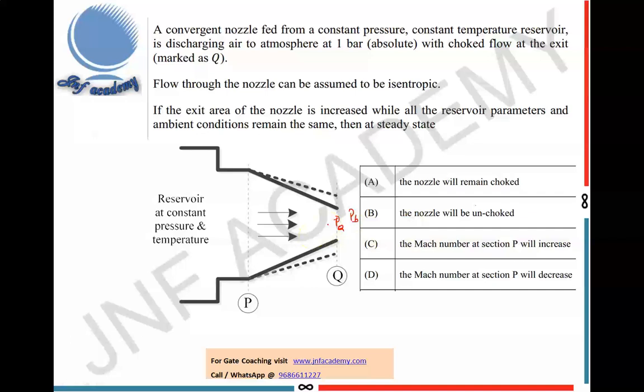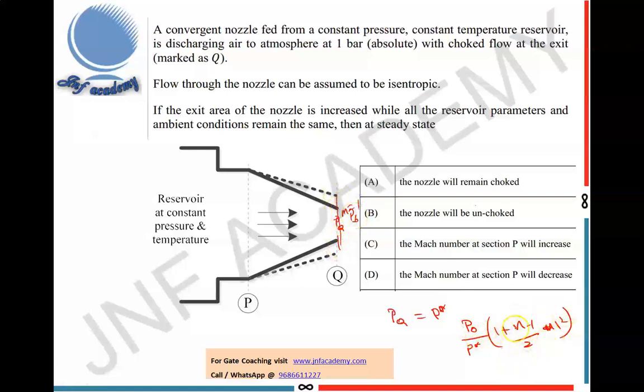If that exit pressure and this back pressure is equal to P star, which is critical pressure. If this PQ is equal to P star, P star is nothing but critical pressure. I will tell you what is critical pressure. P naught by P star is equal to 1 plus (gamma minus 1) by 2, and instead of M square, we'll put 1 square here, which means that it has attained the maximum Mach number here, basically. So M is equal to 1.